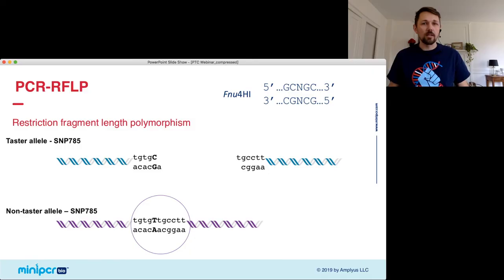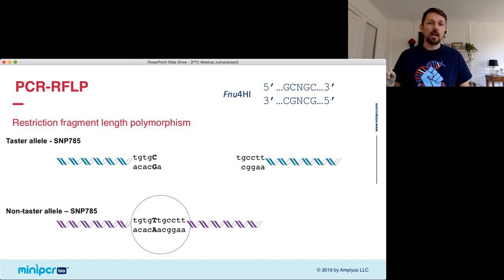Now let's look at the non-taster allele. This is where the restriction site was. You see that that C is now a T. So that FNU4H1 won't recognize that sequence. We mix the enzyme in with it and nothing's going to happen. So it just doesn't cut the DNA.